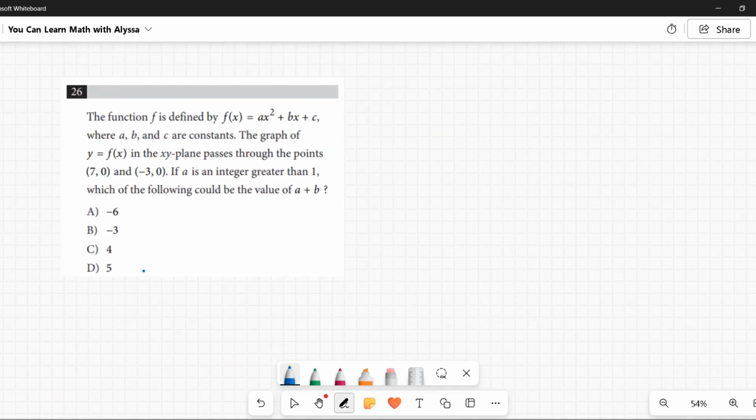Number 26. The function f is defined by f of x equals ax squared plus bx plus c, where a, b, and c are constants. The graph of y equals f of x in the xy-plane passes through the points (7, 0) and (negative 3, 0). If a is an integer greater than 1, which of the following could be the value of a plus b? This is one of those word salad problems that I think a lot of people start going, what? Because it's not like anything you've seen in your math book, most likely. So f of x equals ax squared plus bx plus c. That is a parabola.